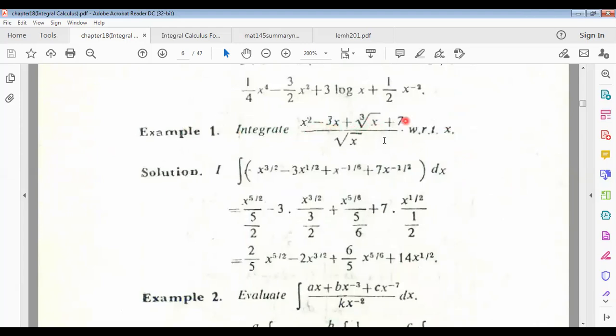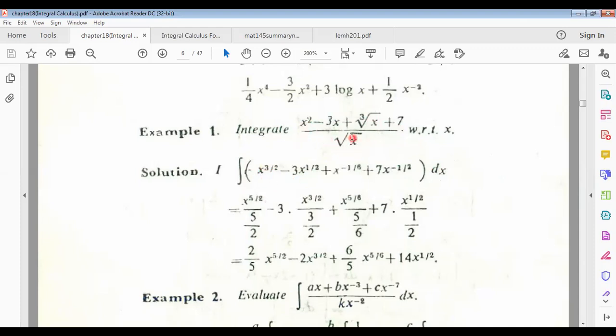Square by 3 by 2 divided by root over x with respect to x. So integration of this means what? Integral sign and this with dx. Remember it, without dx we cannot write this integral sign. If we put the integral sign, we have to use this dx operator. So x square divided by root over x minus thrice x divided by root over x plus cube root of x divided by root over x plus 7 by root over x. Okay, then we can write this.